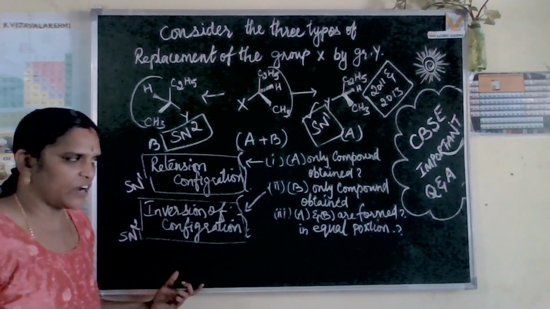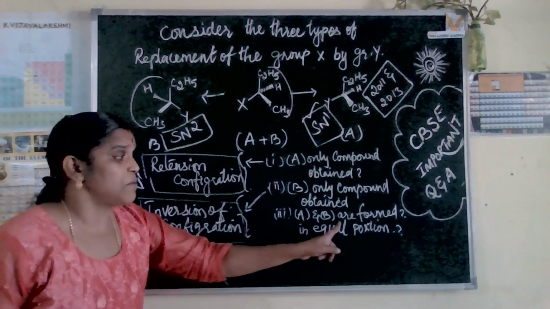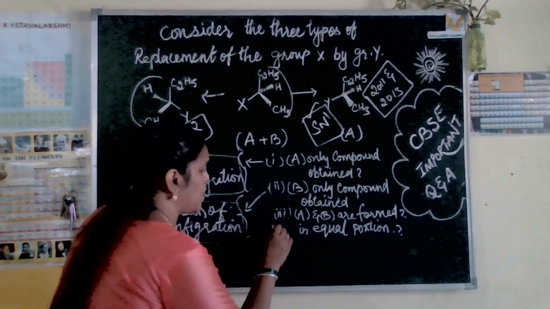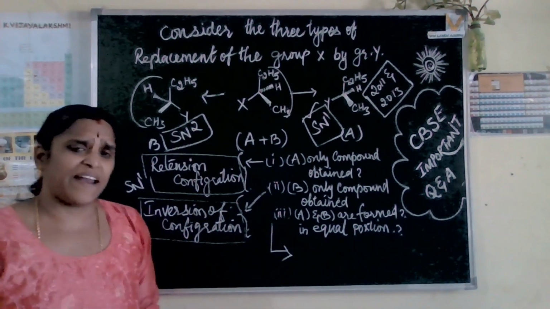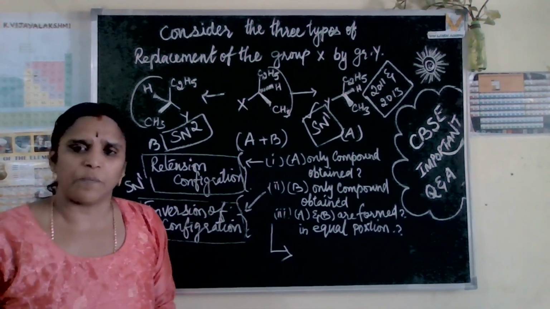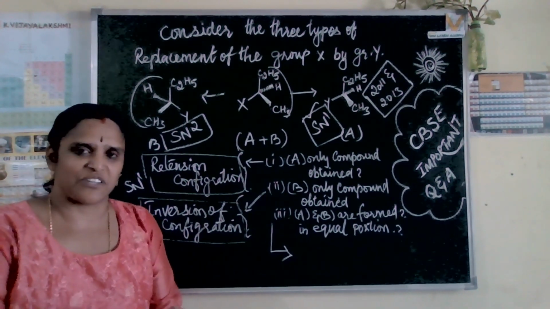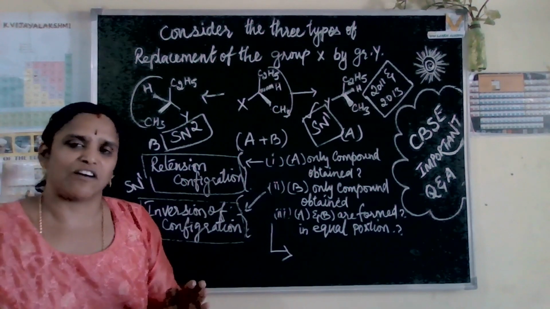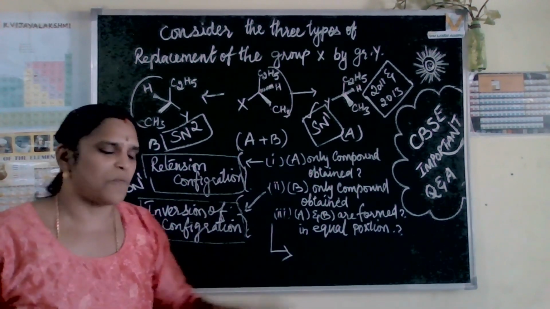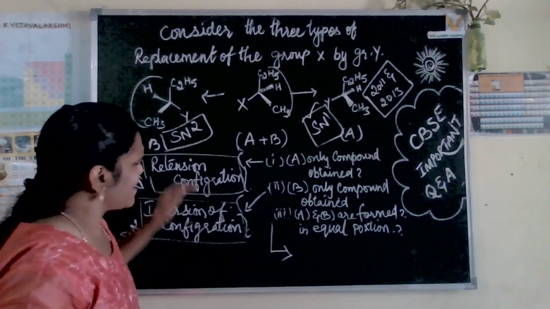reaction. Hope you're clear. Now the third question: A and B are formed in equal proportion. When it forms in equal proportion, you know, it is a racemic mixture. So the racemic mixture forms equal proportions of the dextro and levo forms. So that's all, only 3 points.